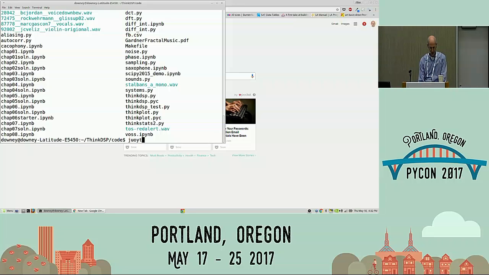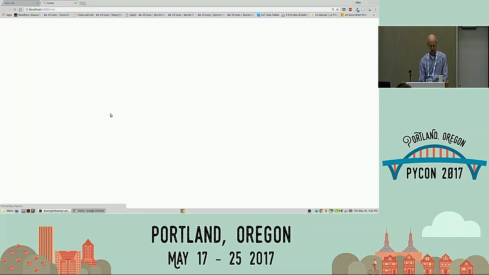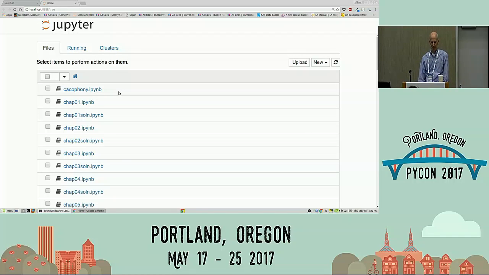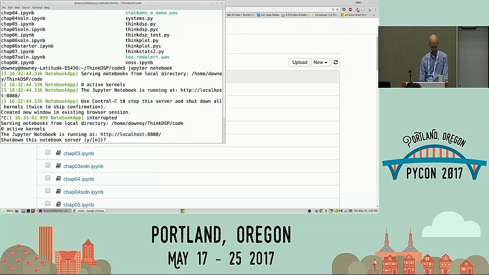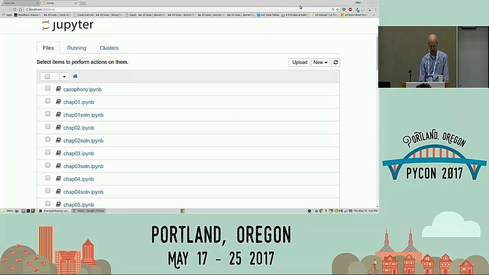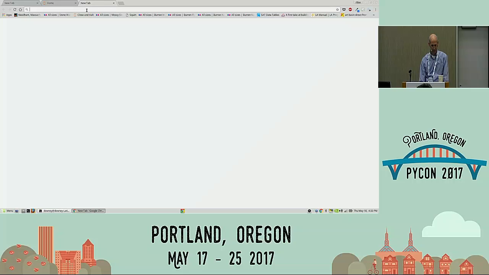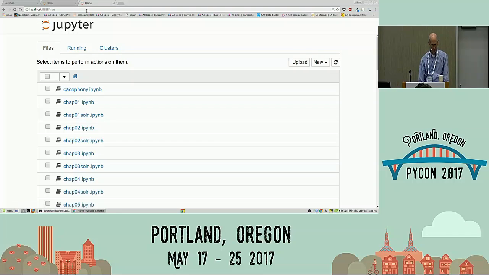So if you launch Jupyter Notebook, it should open up a browser. If it doesn't, one of the things that Jupyter outputs when it starts up is the URL that you can use to connect to the server. So you always have the option to just grab that and paste it into a window. And it should get you the same thing. It'll get you back to this.